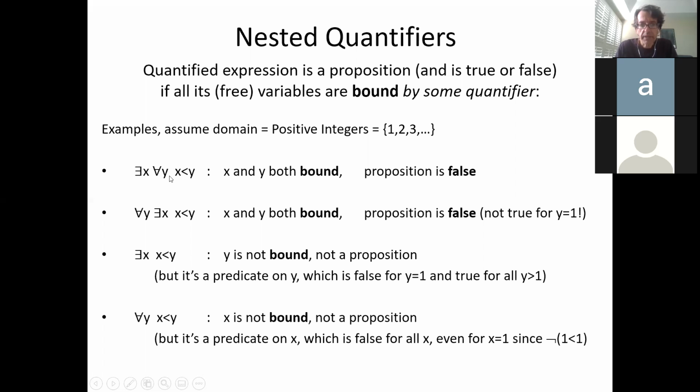And now, by the way, what is the truth of this quantified expression? It says there exists an x such that for all y, x is smaller than y. In other words, there exists an x such that all y's are bigger than x. In other words, there exists an x such that all elements in the domain are strictly larger than x. And now this is patently false, right?